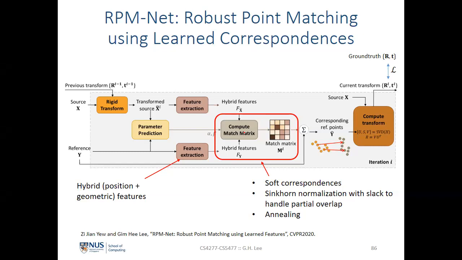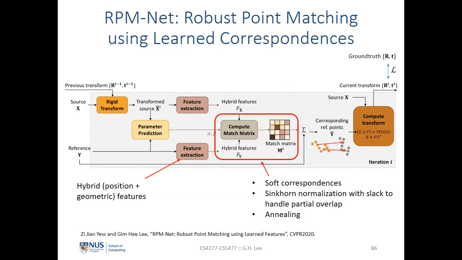Okay, so basically it's based on RPM. There's an old work called RPM. What happens here is that we have a rigid source and reference. We'll do some form of feature extraction first. Then for the source we get fx, and for the reference we get fy.